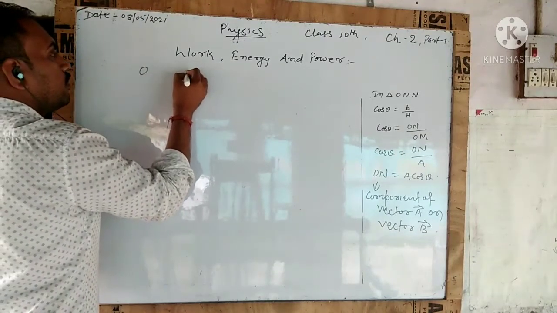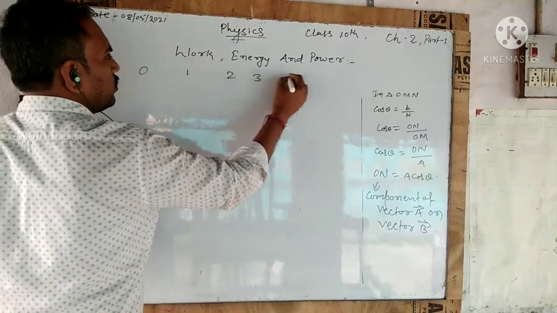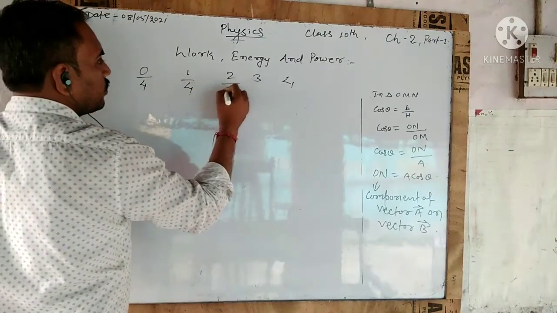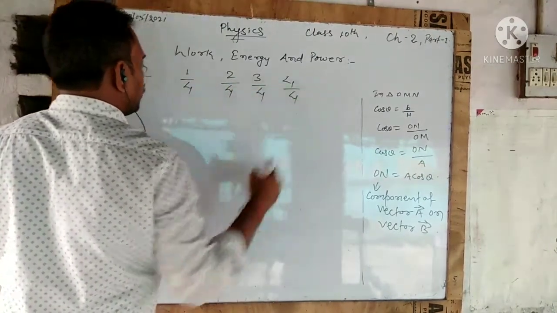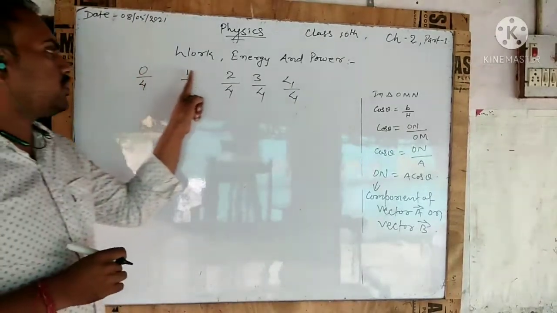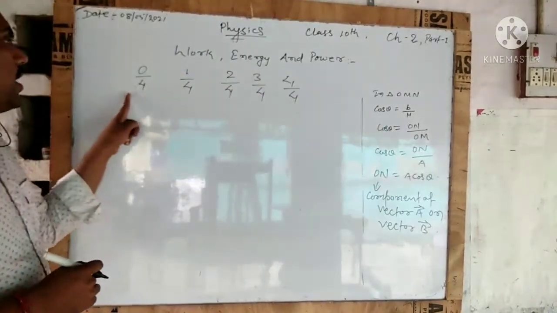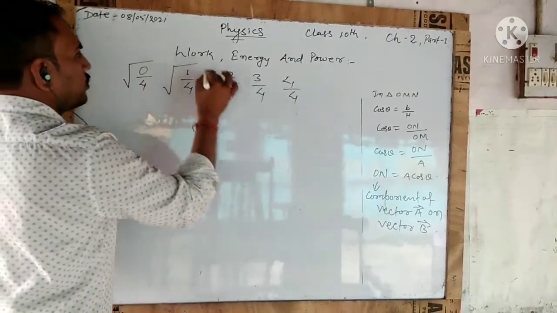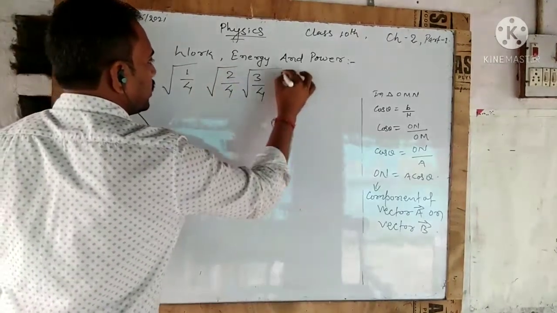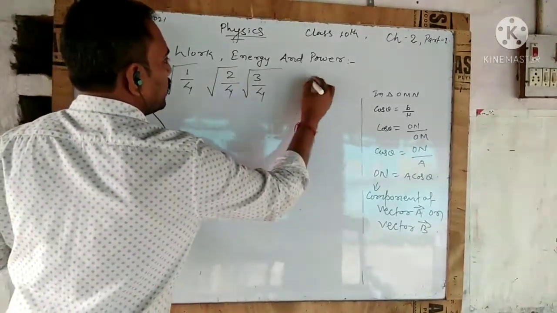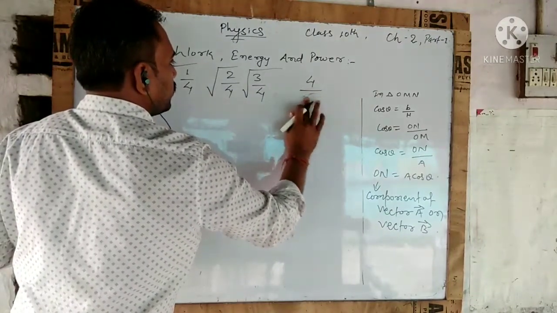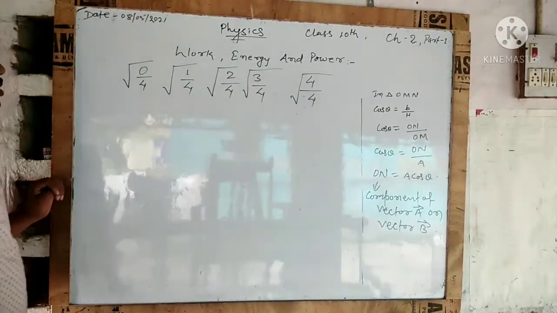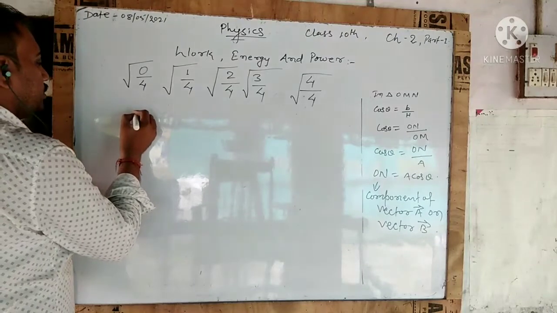0, 1, 2, 3, 4. Then 4, 4, 4, 4, 4. You just have to write 0, 1, 2, 3, 4 divided by 4, and take the root. I'm writing here, taking root. What will you get after taking the root of the whole? This will give 0.